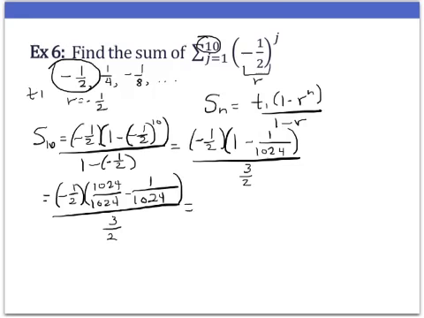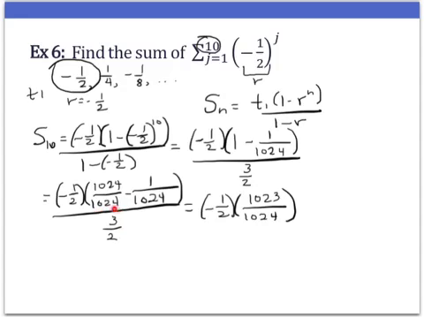Okay, so let's start simplifying. Inside the second parentheses, we end up with 1023 over 1024. And when you divide by a fraction, that's the same as multiplying by its reciprocal. So we're just going to flip that over and multiply. And I want to cancel. So cancel, cancel, cancel. And this was 341. And this fraction no longer simplifies anymore. So this will be the sum of this series.